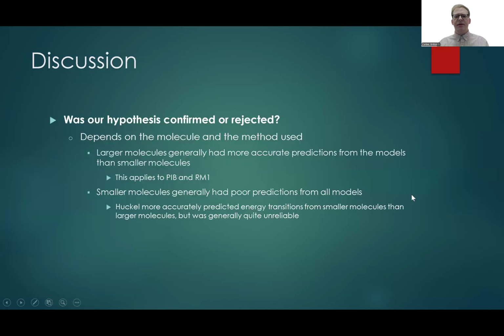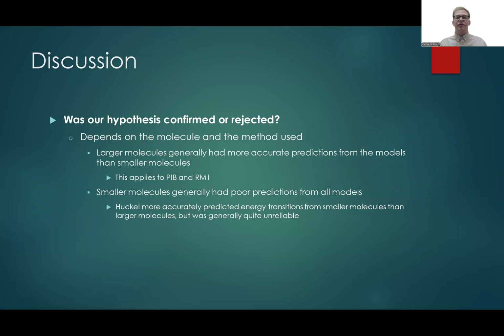So moving on to the next slide, we're going to talk about whether the hypothesis we made was confirmed or rejected. And it depends on the molecule and the method that we use, just like I was talking about. Those larger molecules generally had more accurate predictions from the models than the smaller molecules. Like I was saying, this applies particularly to particle in a box and the RM1 method. And the smaller molecules generally just had poor predictions from all the models. Huckel more accurately predicted energy transitions from smaller molecules than large molecules, within its own comparison, but still was not a very reliable method of doing this.